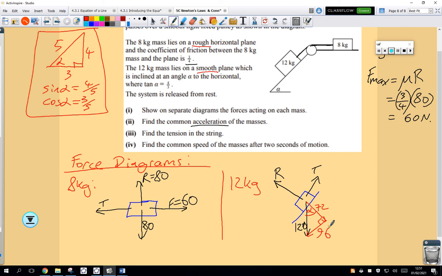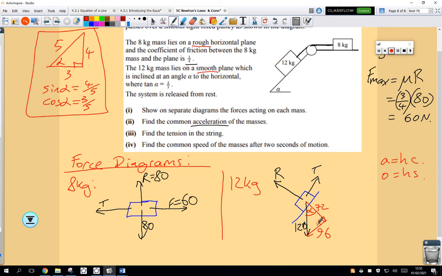If I don't know that, I can just always remember that the adjacent is equal to the hypotenuse times cosine, the opposite is equal to the hypotenuse times sine. So the adjacent here will be the hypotenuse 120 times cosine, 3/5, which gives me 72, and the opposite will be the hypotenuse 120 times sine of the angle, 4/5, which will give me 96. Okay, so those are my force diagrams there. That's everything I need to know.